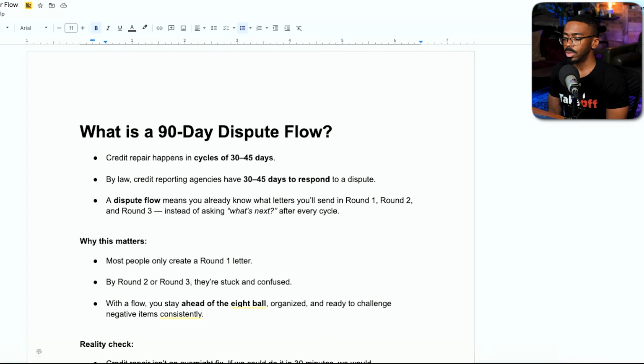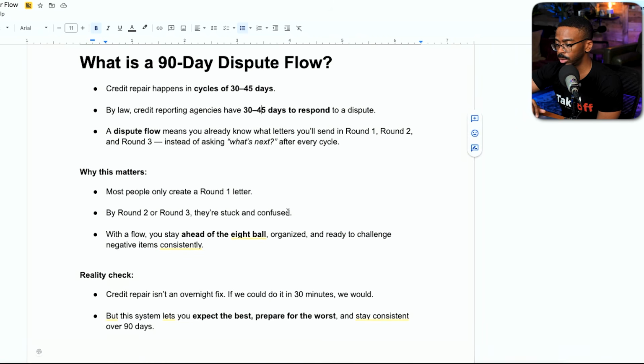So I want to be able to help you guys essentially have your first 90 days of credit restoration outlined so you know what to do from start to finish. Now, does that necessarily mean it's going to take you 90 days? No. Some people it may take longer. Some people it may take less. However, I think 90 days is a good enough base for most of you guys. And once I show you this framework, you'll potentially be able to use it to create a 180-day dispute flow, right? A 120-day, like whatever makes the most sense for you in your situation.